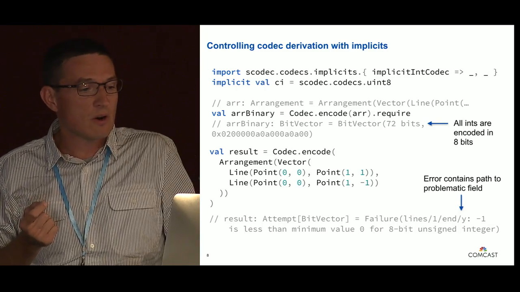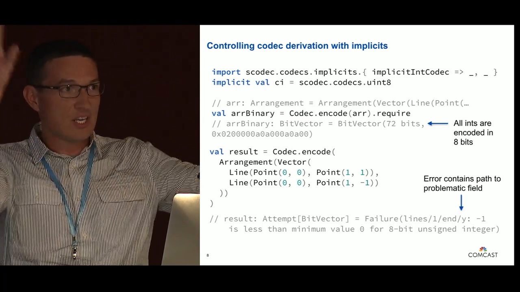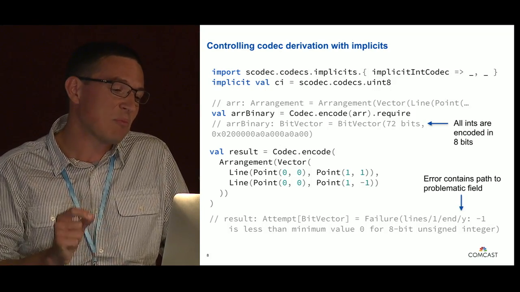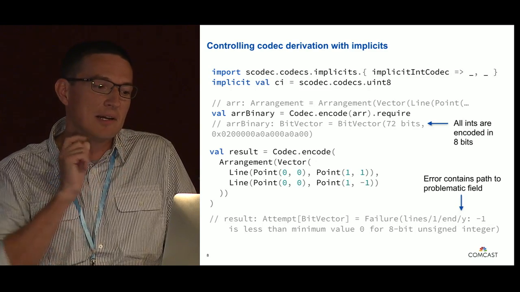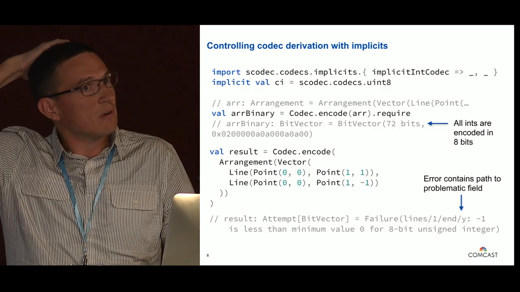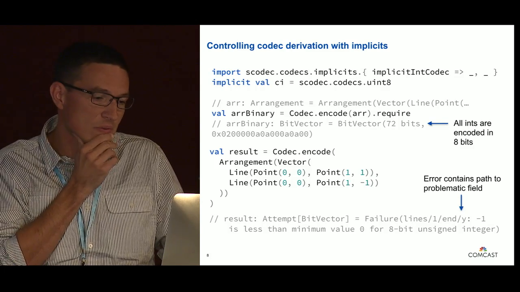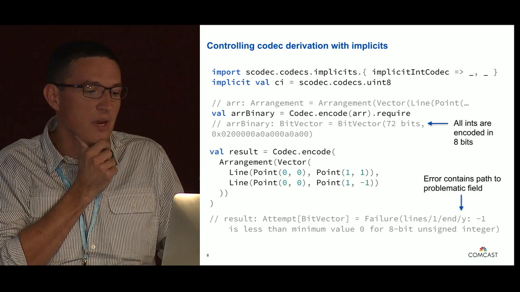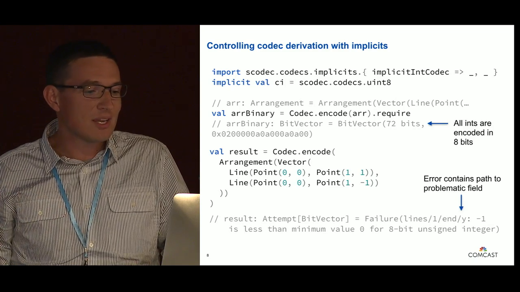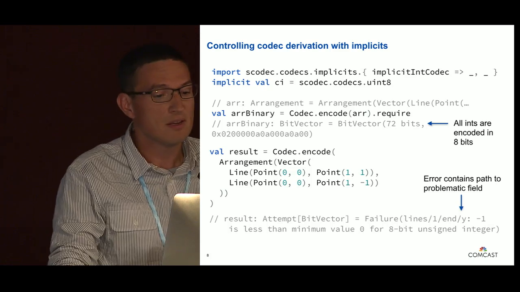And then if we try to encode our same arrangement, you can see we get the 72-bit bit vector. It's much smaller, right? We've taken every integer throughout that structure and shrunk it to 8 bits. But what happens if we do that same example with this other arrangement, where the bottom-right value is a -1? Previously, it would have worked fine. It would have been a successful result, and everything would have round-tripped no problem through the codec. But here, since we have an unsigned 8-bit integer codec in implicit scope, what we actually get is a failure. And it says -1 is less than the minimum value 0 for an 8-bit unsigned int.